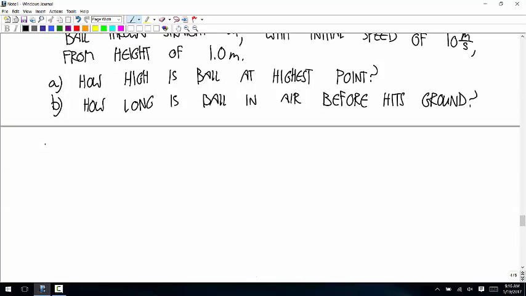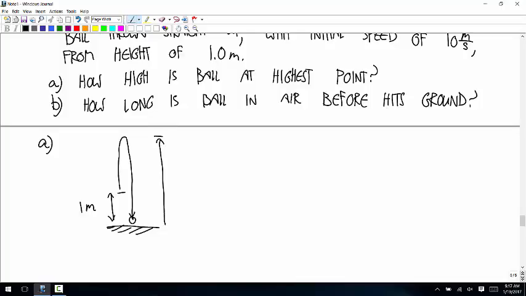Okay, so for part A, what's going on is there's the ground. Here's a point 1 meter off the ground. The ball's thrown into the air. At some point it turns around and comes back down. And we're trying to figure out how high it is at that highest point.